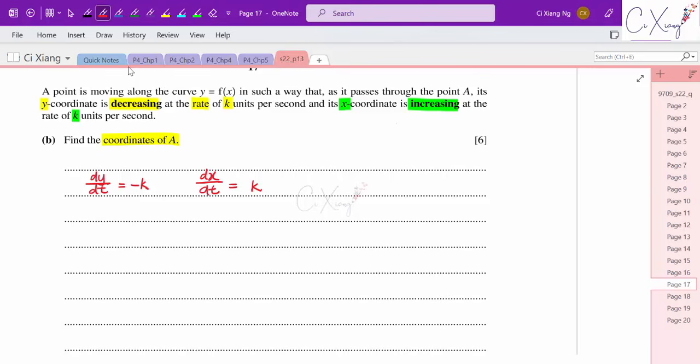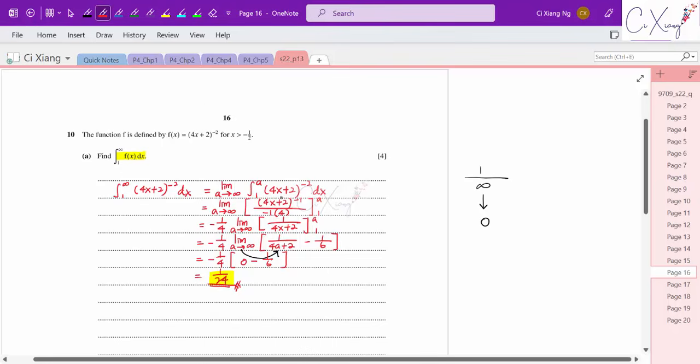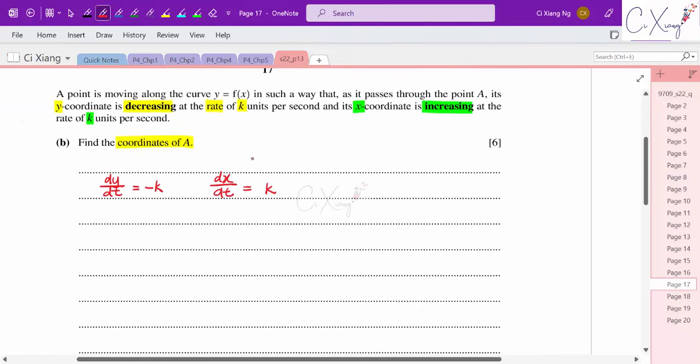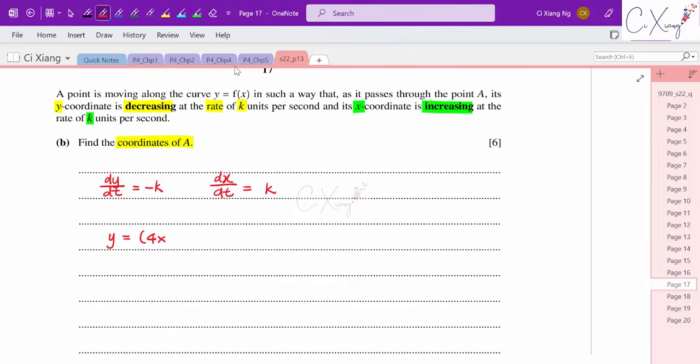basically we need to use the chain rule, because in this question we are having dy/dt, we are also having dx/dt, and the function f(x) is actually given just now. This is my function f(x). Therefore, to solve this question I need to find out dy/dx first, so that I can apply the chain rule and further get the coordinates of A. I will start with the differentiation first. I'm having y equals to, from part 1, our function f is 4x plus 2 to the power of negative 1, minus 2.